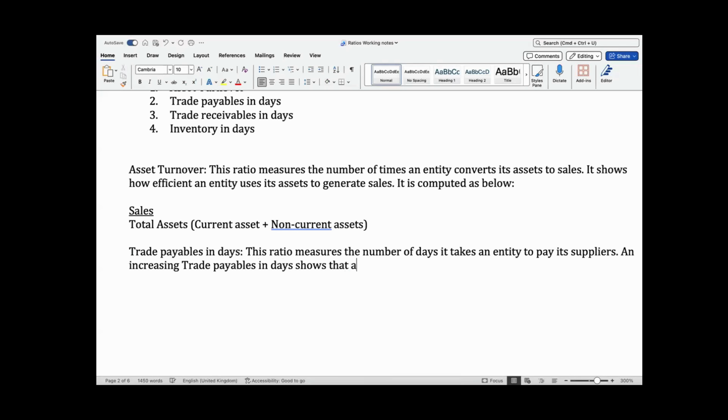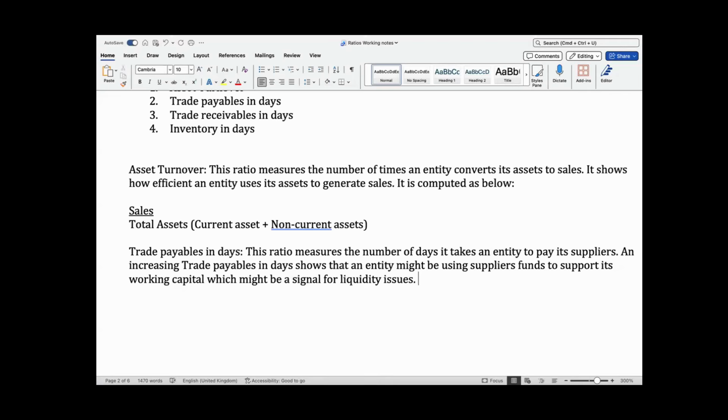shows that an entity might be using suppliers' funds to support its working capital, which might be a signal for liquidity issues. You see, this comment already negates the assumption that the higher the trade payables in days, the better.